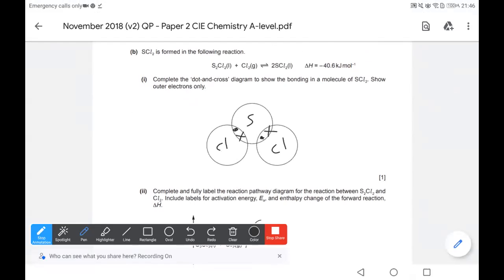Sulfur should have its own 6 electrons. 1, 2, 3, 4, 5, 6. Its own 6 electrons because it's in group 6, and the total is 8 electrons. Chlorine has its own 7 electrons and the total is 8 with the bond electron. Not hard.